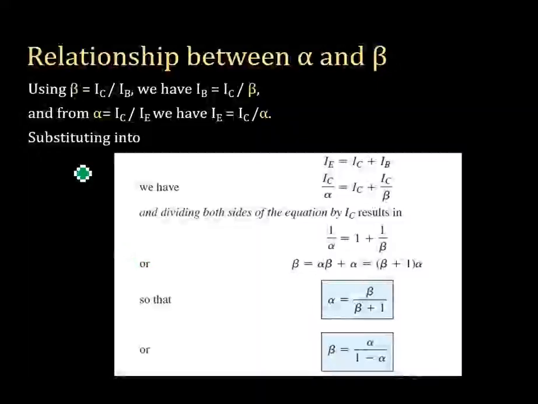So here you see beta is equal to IC by IB, and you have the expression alpha is equal to IC by IE. Substituting these in IE is equal to IB plus IC, you get these expressions in terms of alpha and beta. And alpha you can finally derive as alpha equal to beta by beta plus 1, and beta is equal to alpha by 1 minus alpha.